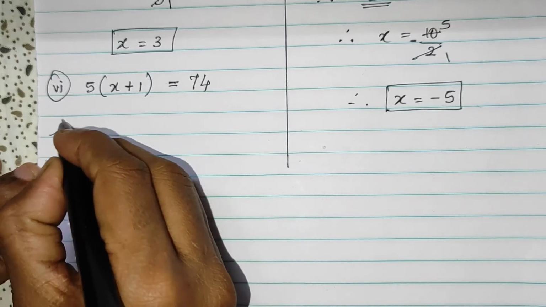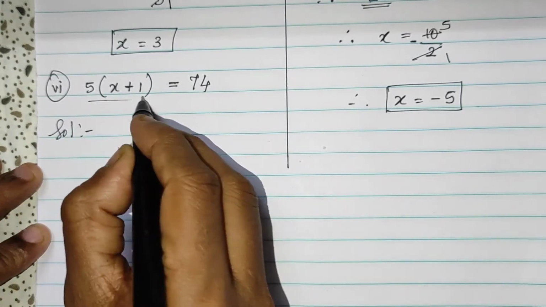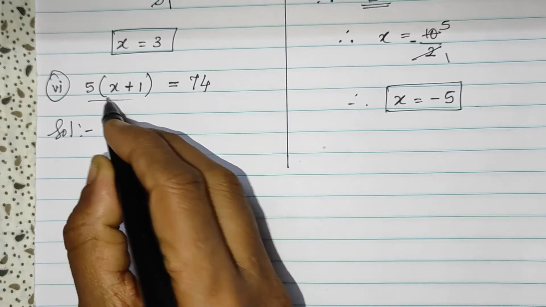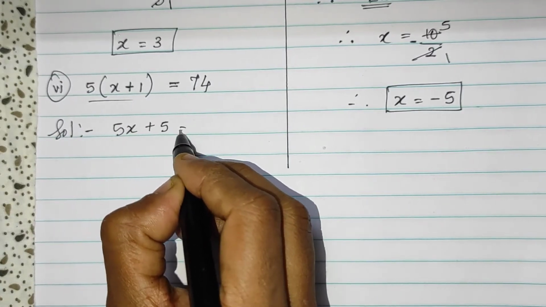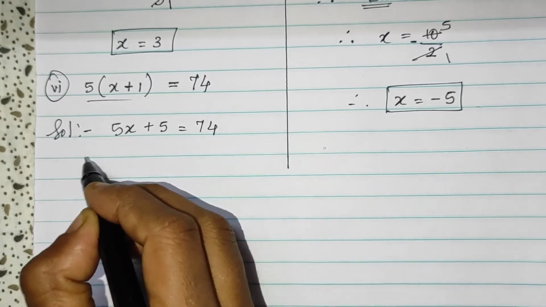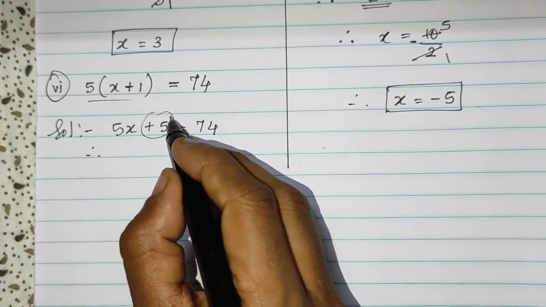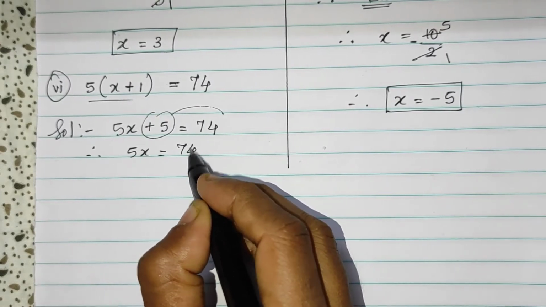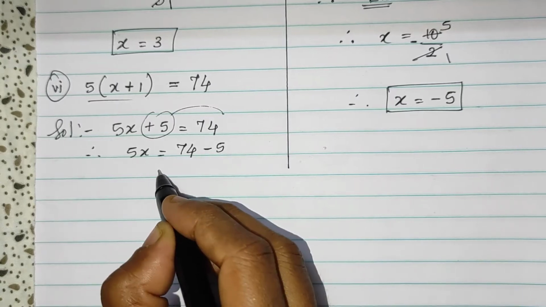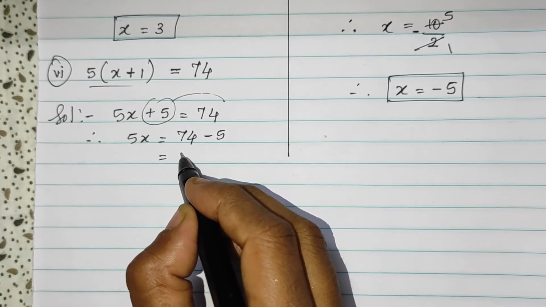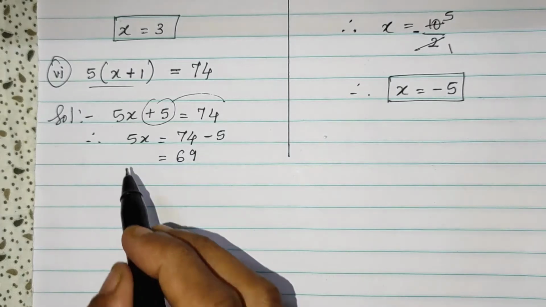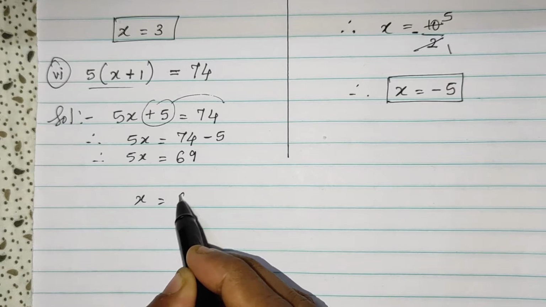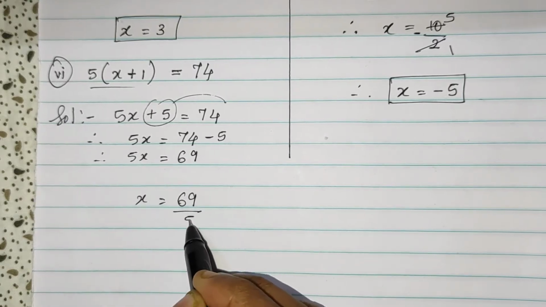Let's see our 6th sum. Again you have to first solve the bracket. 5 into x, 5x, 5 ones are 5 and then 74. So this 5 you will bring here. So 5x equals to 74 minus 5. So 74 minus 5 becomes 69 and 5x. So now x equals to 69 upon 5.